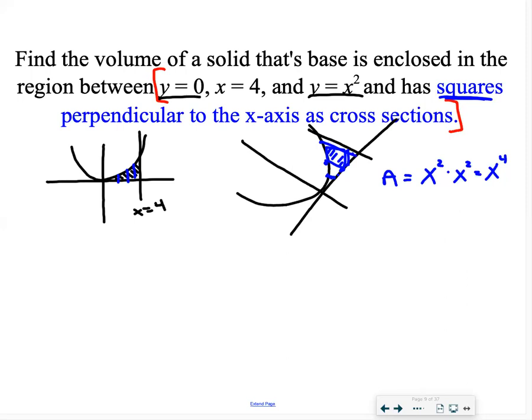Okay. So what if the shape didn't start at 0? How would you do that? We're going to do that in the third example. It's a little bit more challenging, but we'll get to it.